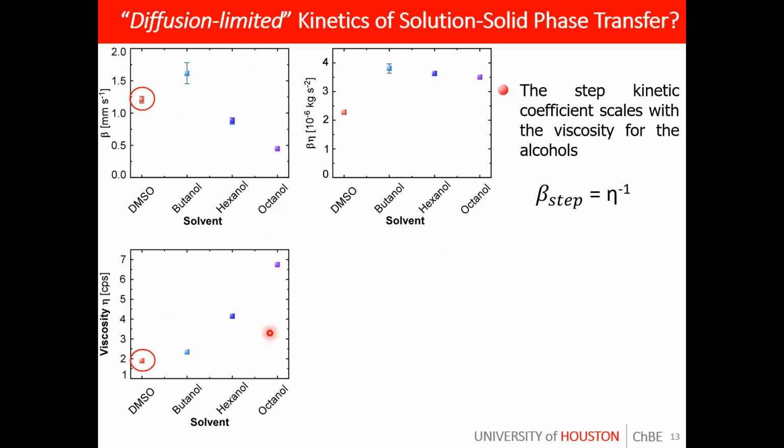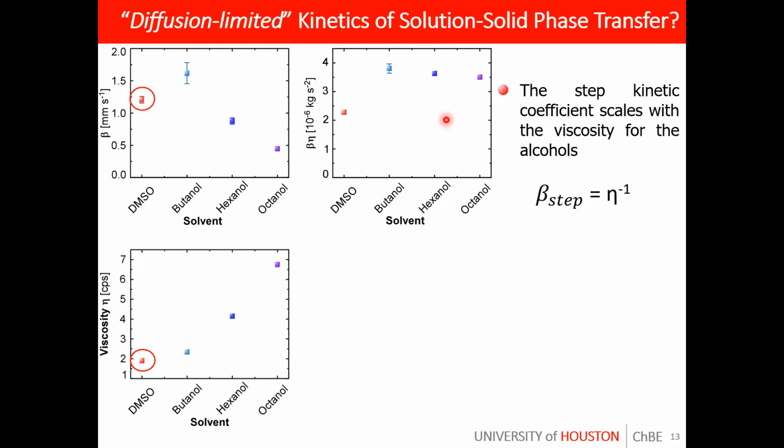And what we see is that with decreasing solvent viscosity, the step kinetic coefficient increases, which is the expectation. But one discrepancy that we see is in the case of DMSO: with decreasing solvent viscosity, the step kinetic coefficient is actually lower than what we see in butanol.